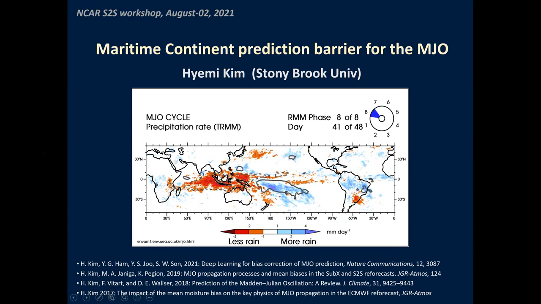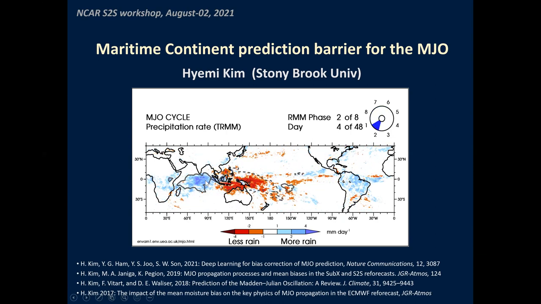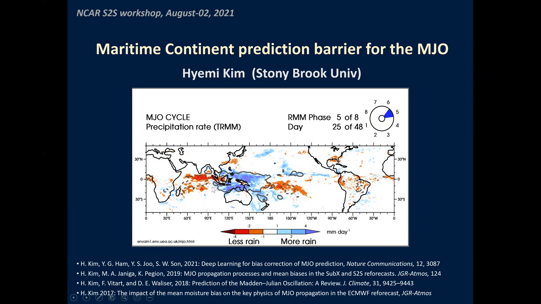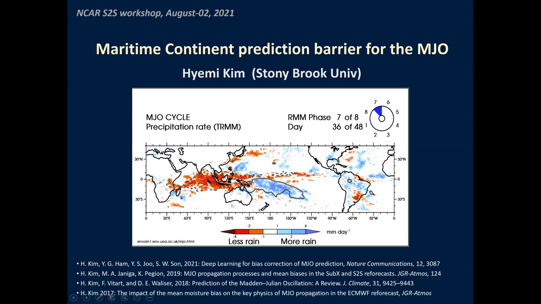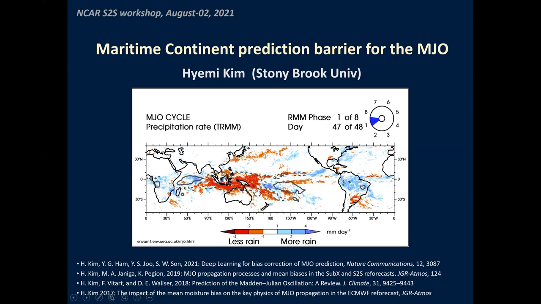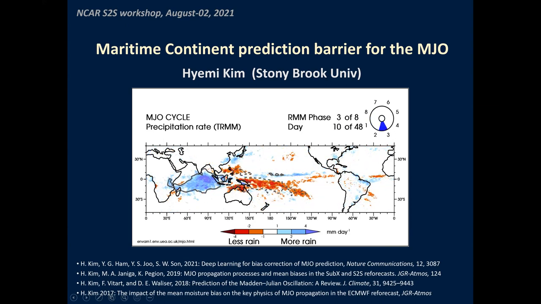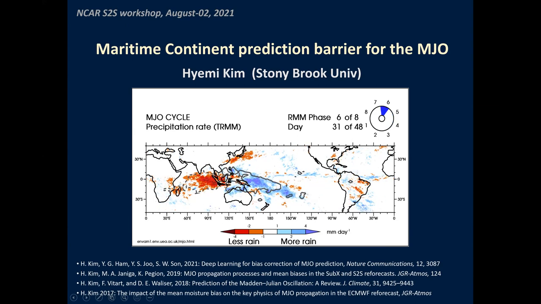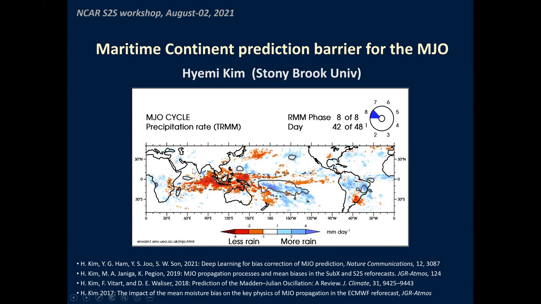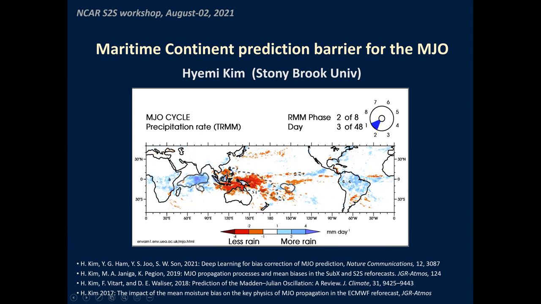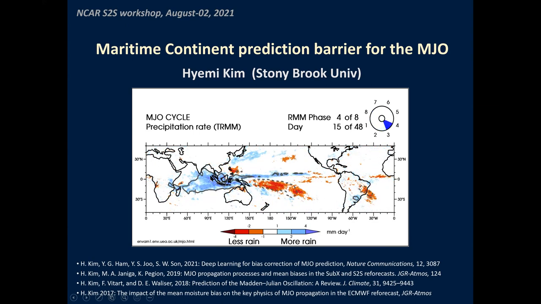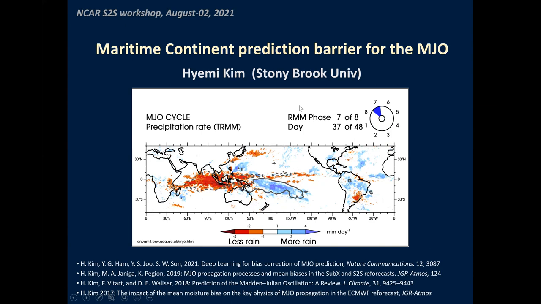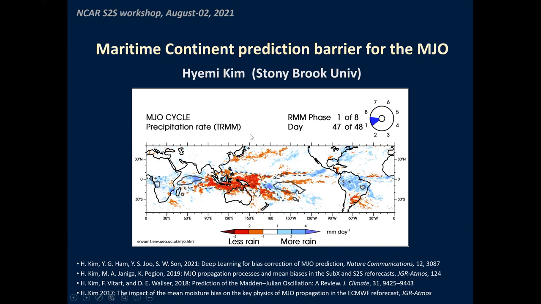But actually, sometimes many of the MJO events are also seized by the maritime continent, and there is a lot of interaction, diurnal cycle, land sea contrast, orography impact, and so on, that makes the MJO not propagate through the maritime continent in observation. And this maritime continent barrier is exaggerated in the S2S prediction models. So today my talk is about the maritime continent prediction barrier, which means the exaggerated MC barrier in the S2S models.